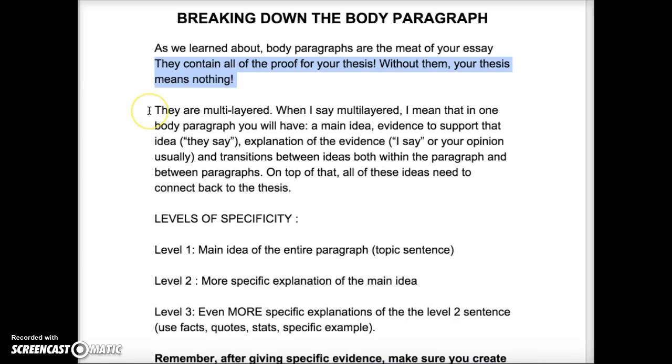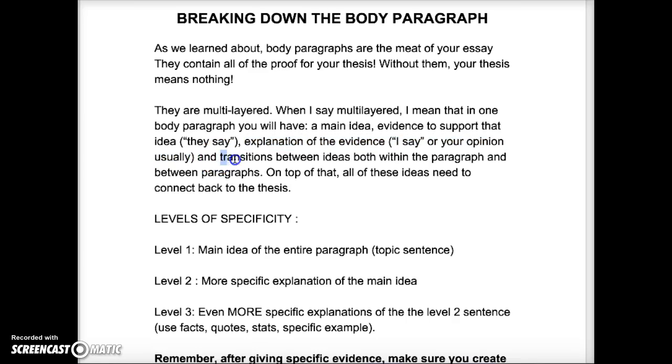So they're multi-layered, and when I say that, I mean that in one body paragraph, you're going to have a main idea, evidence to support that idea, and this is what we called they say. So all of the evidence you find from different articles or sources, that's they say. And then you're going to have the explanation of the evidence, which is equally as important because this is I say. This is your opinion, almost always. And you need a combination of these things.